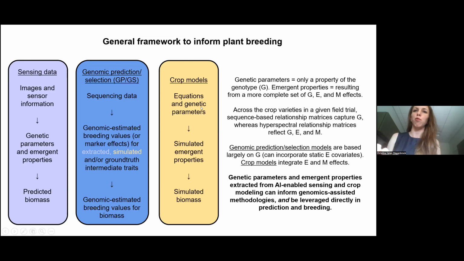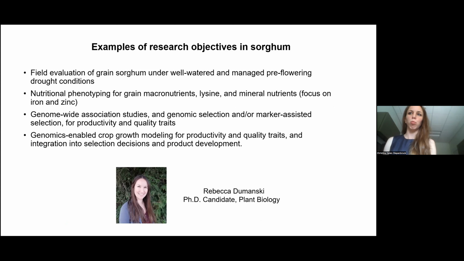Okay, so one example of how this plays out in the course of a given project: Rebecca Dumonsky in our lab has been working on this effort. We have two field seasons of data now, which we are actively analyzing, where we are looking at well-watered and managed pre-flowering drought conditions. Part of why we're interested in pre-flowering drought is that grain number in sorghum is determined in that window, in that developmental stage. And again, excellent work by others has found the importance of grain number as a yield determinant in sorghum.